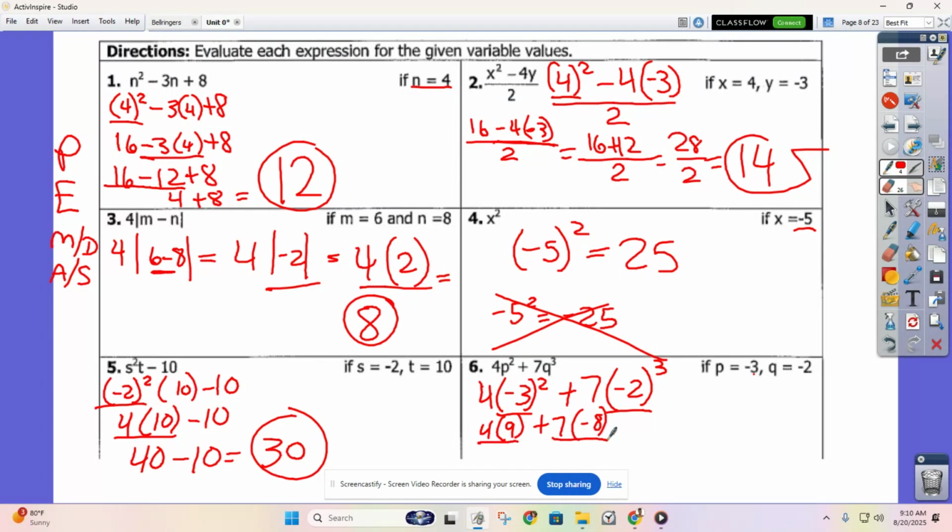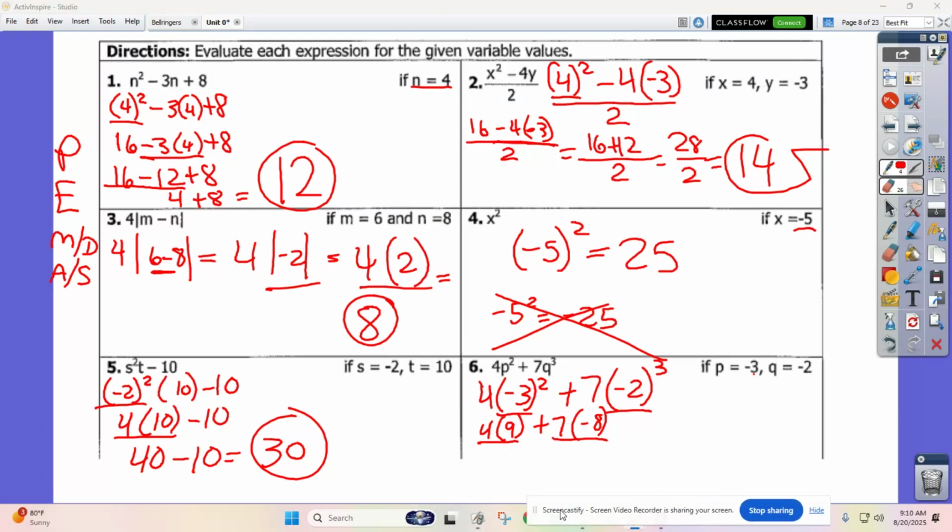Now I do the multiplications. That gives me 36 plus negative 56. If you wrote this as minus 56, that's okay. But if you put the plus, make sure you put the negative in parentheses. So now I have a positive and a negative, different signs, subtract, keep the sign of the bigger number. 56 is bigger, so my final answer is negative, and 56 minus 36 is 20.